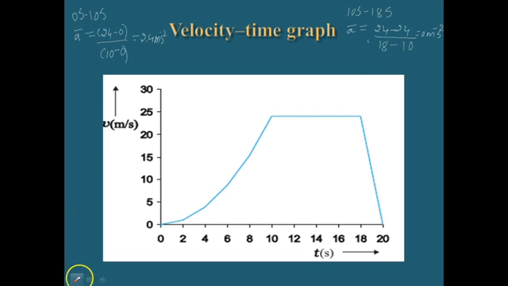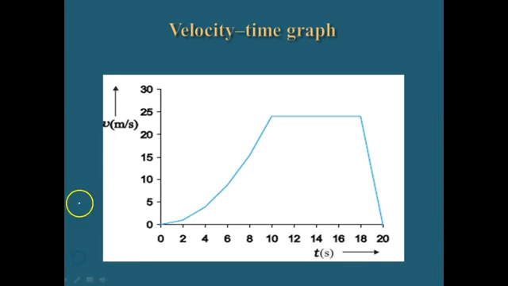Similarly, the third case we can write, that is 18 seconds to 20 seconds, that is given by, at 20 second again it is 0, and at 18 it is 24. You can write it as 20 minus 18. The acceleration is negative, that is minus 12 meter per second square, okay.